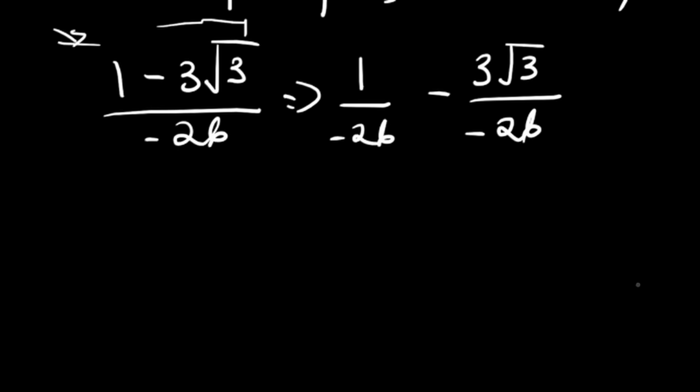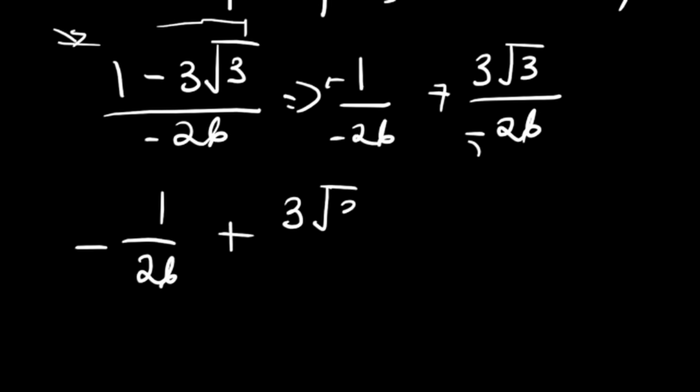Okay, now let me do this. So here we have a plus 1 and here we have a minus 1. So plus divided by minus gives us a minus 1 over 26. Then minus divided by minus, they cancel out. So you now have a plus. This is now plus 3 root of 3 over 26.